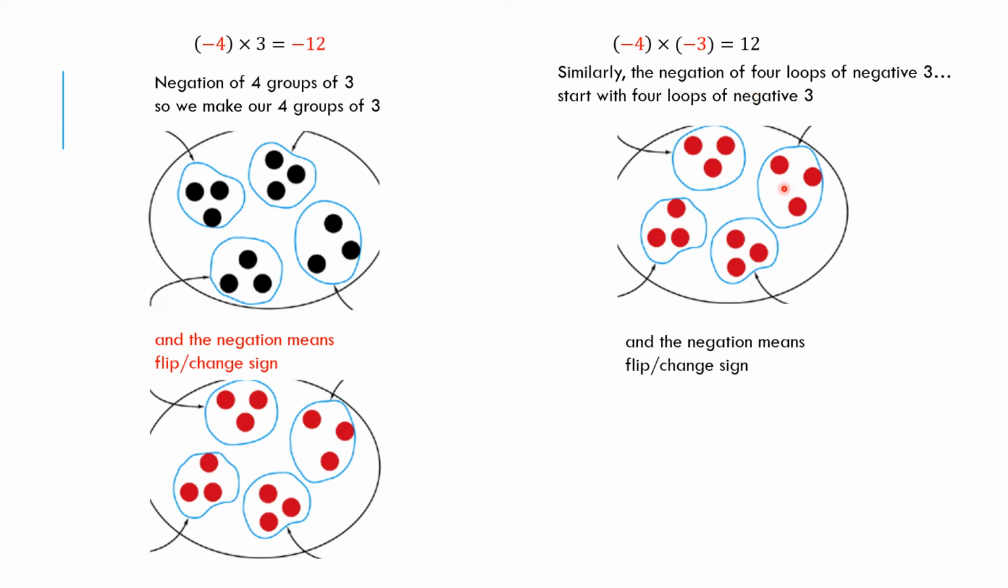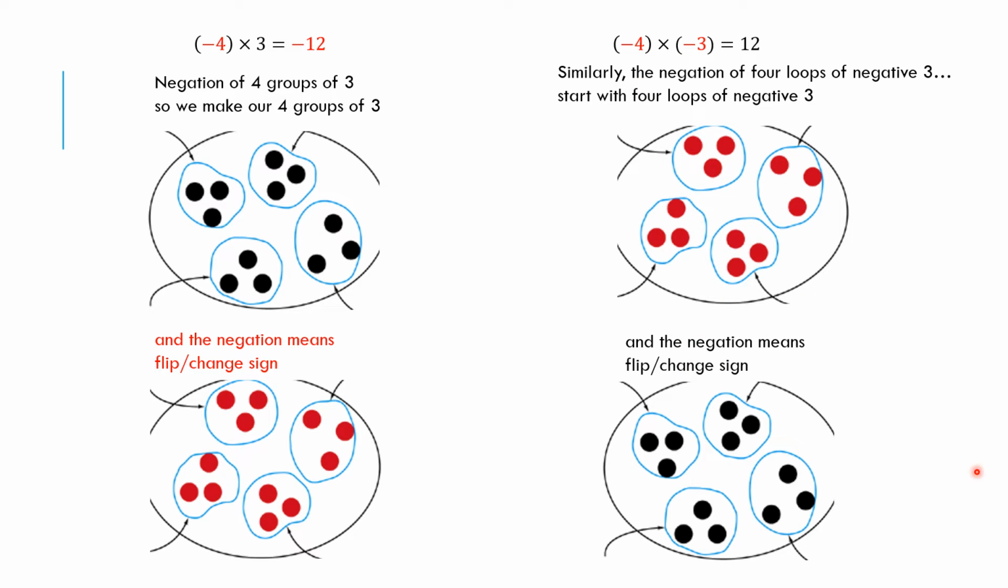But now, once I've drawn my initial diagram, I need to take into account that negative sign, which means I need to flip and change the sign. So now my red chips become black. So I start with what it tells me: 4 groups, and make those chips negative, so red. But then I say to myself, my first factor had a negative sign in front of it, so whatever I have, I need to flip and make the opposite. So in the first example, my black became red, and in the second example, my red became black. That's how we deal with a negative sign in our first factor, in our number of groups factor.